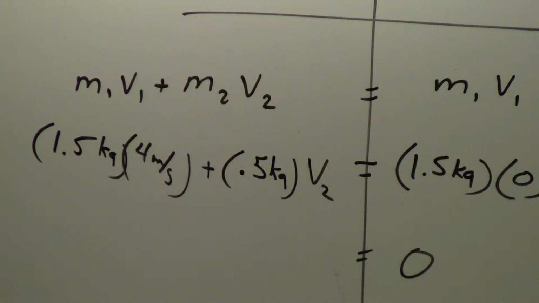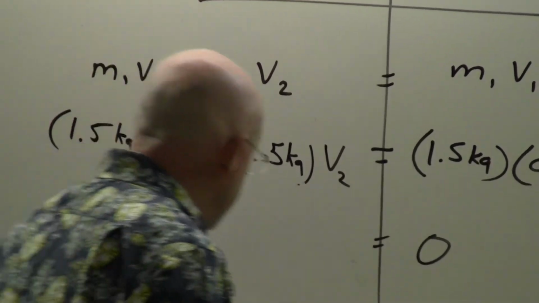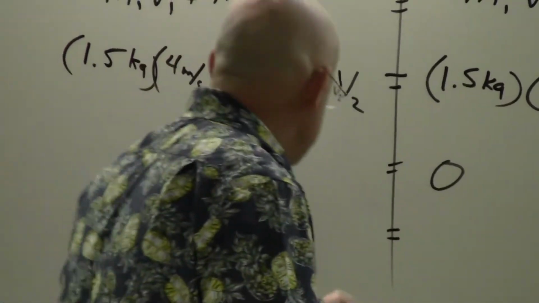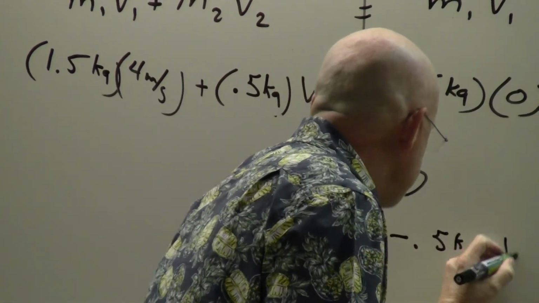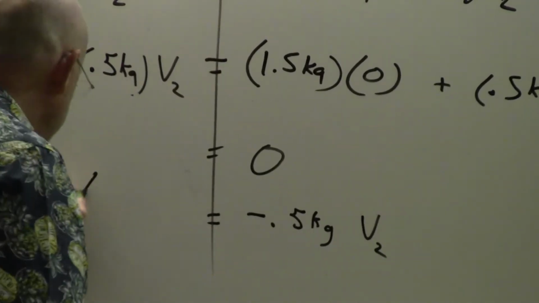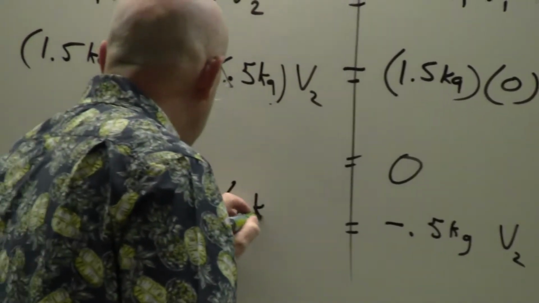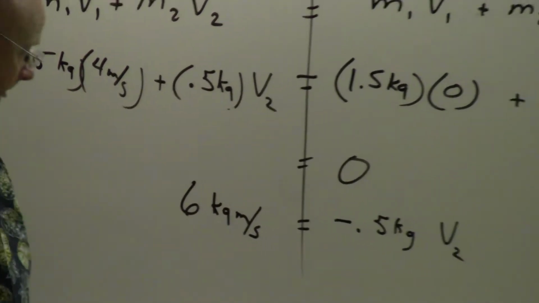Before the collision of number 2. And so if I move this to the other side, this says a negative 0.5 kilograms times speed 2 must equal 6 kilogram meters per second is what I get here.